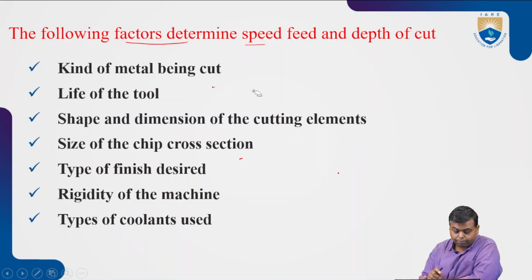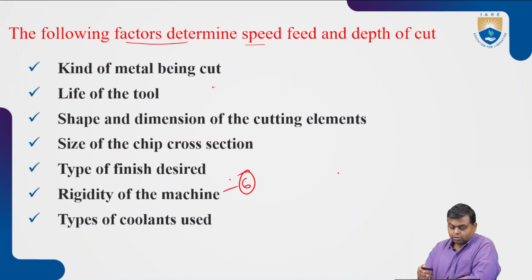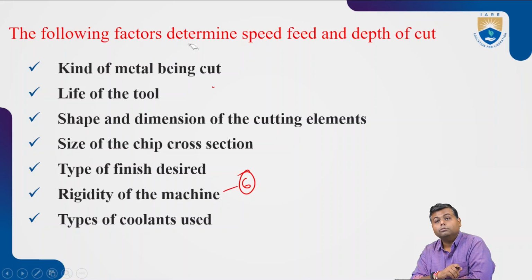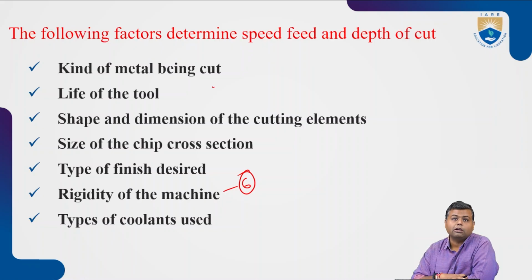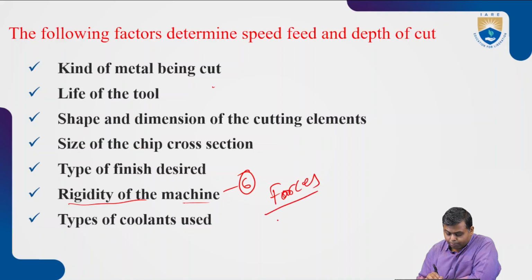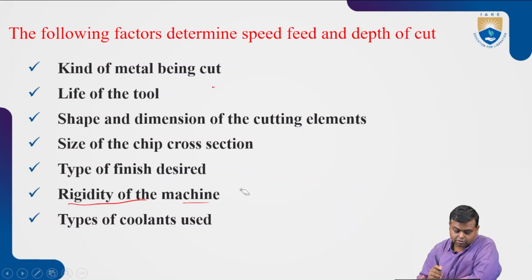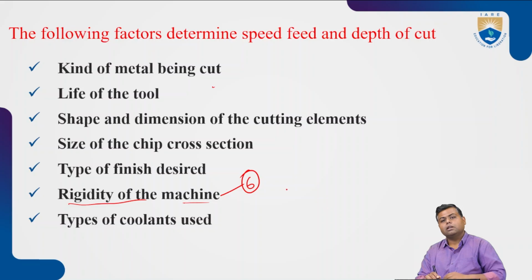Next, coming to factor number 6, it is the rigidity of the machine. Machine rigidity plays a very major role when it comes to machining any workpiece. If the rigidity of the machine is not perfect, the forces acting on the machine will be very high, and thereby we will have much chattering on the surface. Chattering refers to the uneven surface on the machined element.